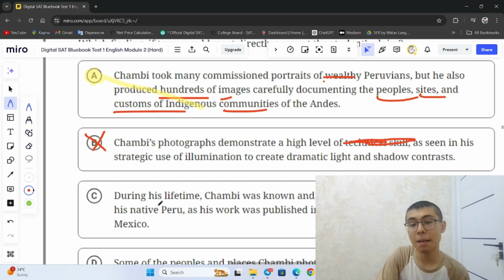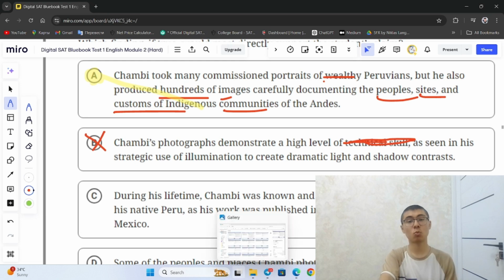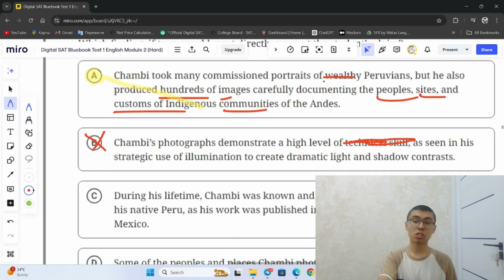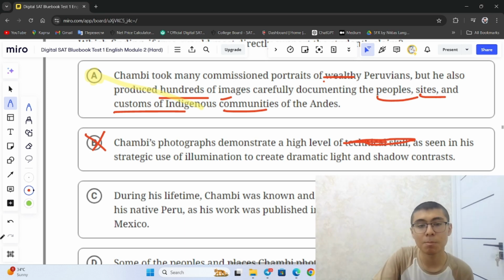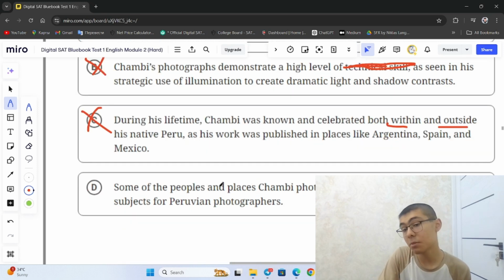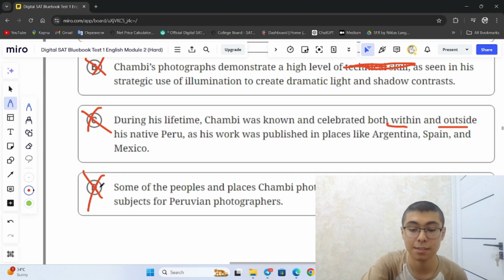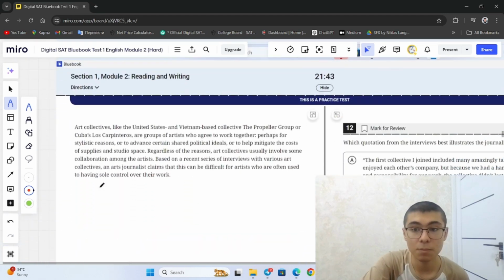During his lifetime, Chambi was known and celebrated both within and outside his native Peru, as his work was published in places like Argentina, Spain, and Mexico. Are we talking about being known, being renowned for both within and outside? We're not talking about the place Chambi was famous in. Some of the people and places Chambi photographed had long been popular subjects for Peruvian photographers. No, it doesn't support that claim. So, question number 11.